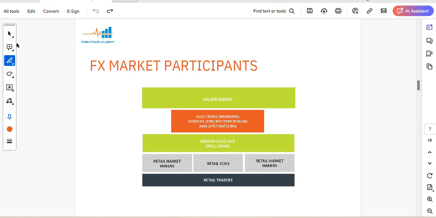Number one on our list are called major banks. Not your commercial banks like Zenith Bank for Nigerians, First Bank, and the likes of it. Not those ones. I'm talking about major banks. This is where the CBN and all the central banks of all countries come into play, and some other major banks. After that, we have the electronic brokers, EBS, retail dealers, spot markets. So all of these are the people on top of the food chain.